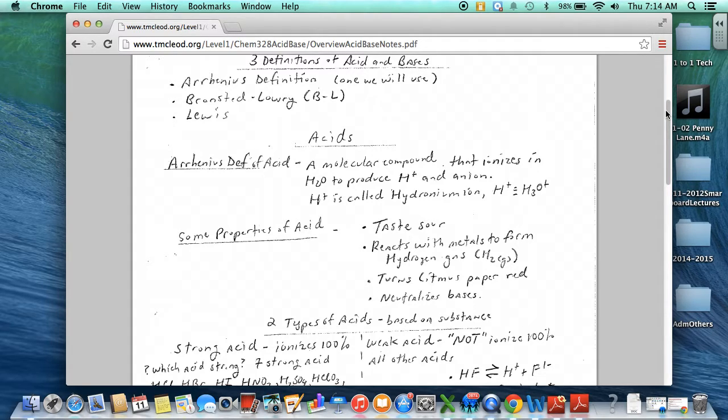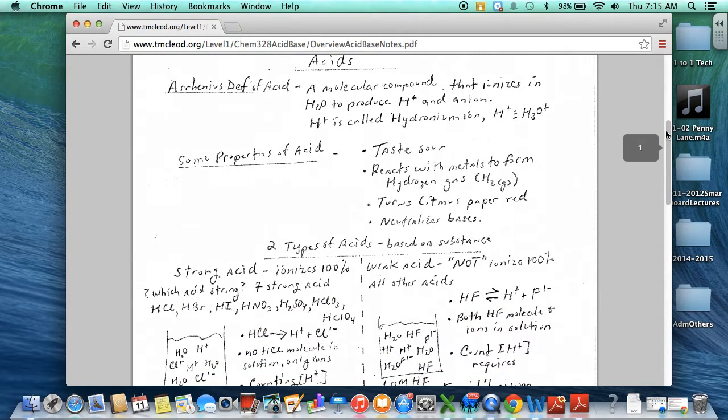So, using the Arrhenius definition, an acid is a molecular compound that ionizes in water to produce H plus and anions. H plus is not called the hydrogen ion in acid and base reactions. It's called the hydronium ion. You can see the symbol as H plus or sometimes H3O plus. And H3O plus is simply an H plus and water coming together as one symbol.